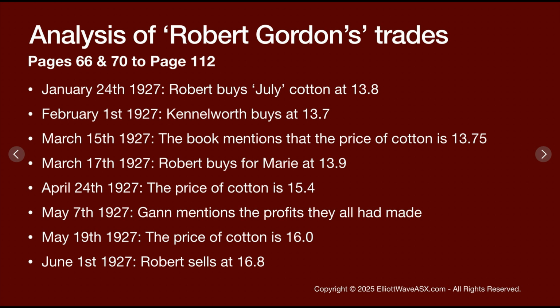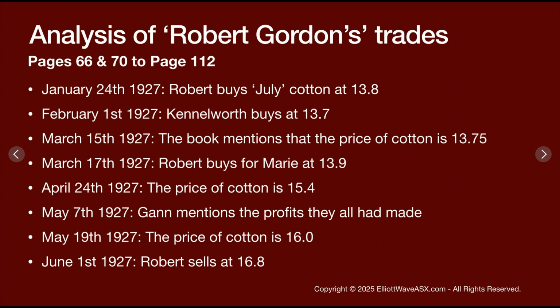Looking at Robert Gordon's trades in the cotton market, the book mentions a trade on page 66 when it says, "I have already made arrangements and sent my money to a broker in New York, and I have today bought 200 bales of July cotton at 13.8." Talking about July cotton, so that means a July futures contract.